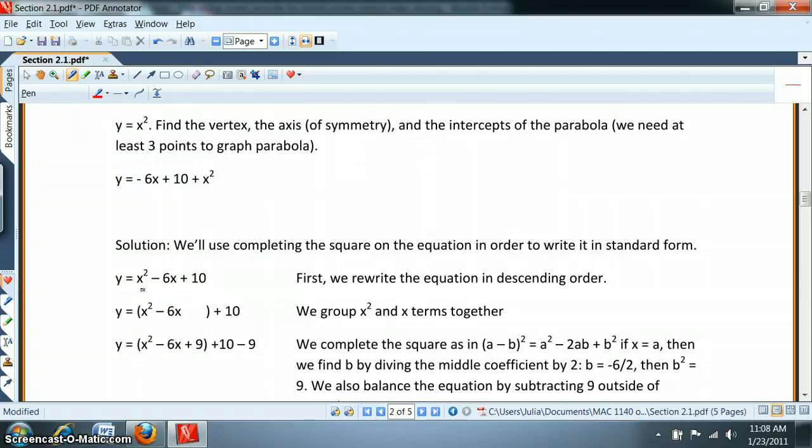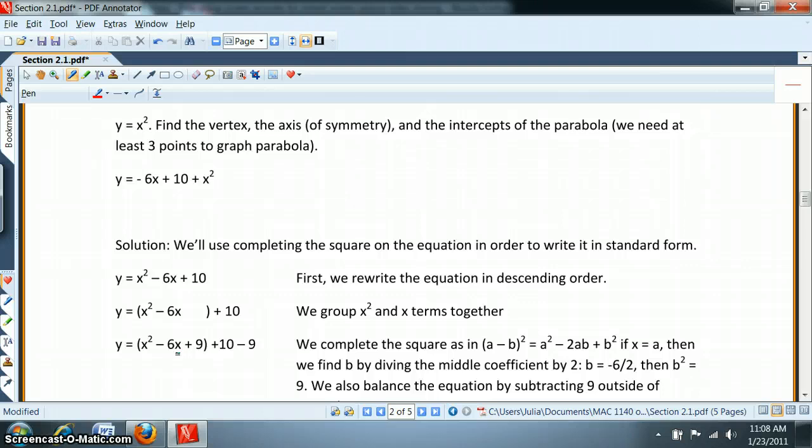So that's what we do first: write it in descending order, starting with x squared minus 6x plus 10. Then, completing the square, there are a couple of steps we need to do. First, we just isolate the square term and the x term and move the plus 10 outside of parentheses. Then what we want to do is based on the perfect squares. Notice we actually have the first two terms of the expanded form. We have the a squared, which is x squared for us, right here. We have the minus 2ab, which actually is minus 6x.